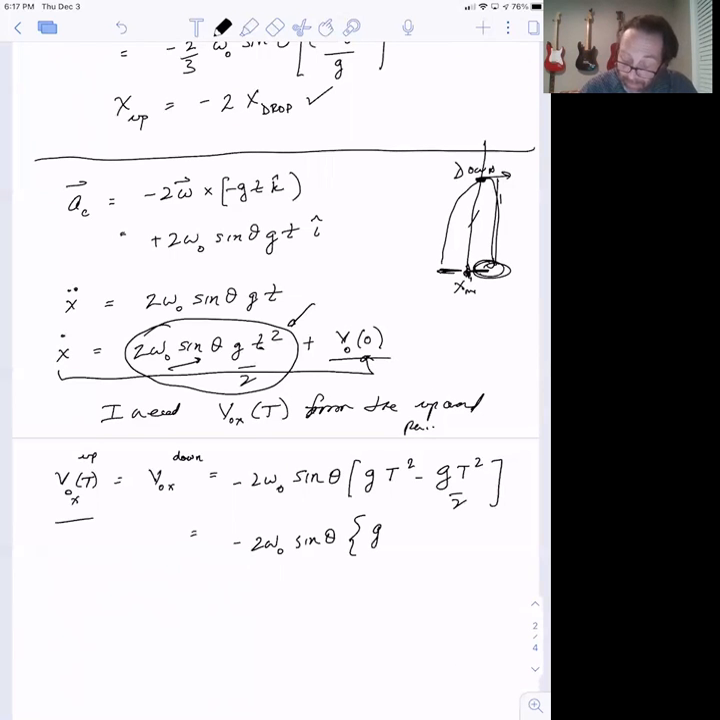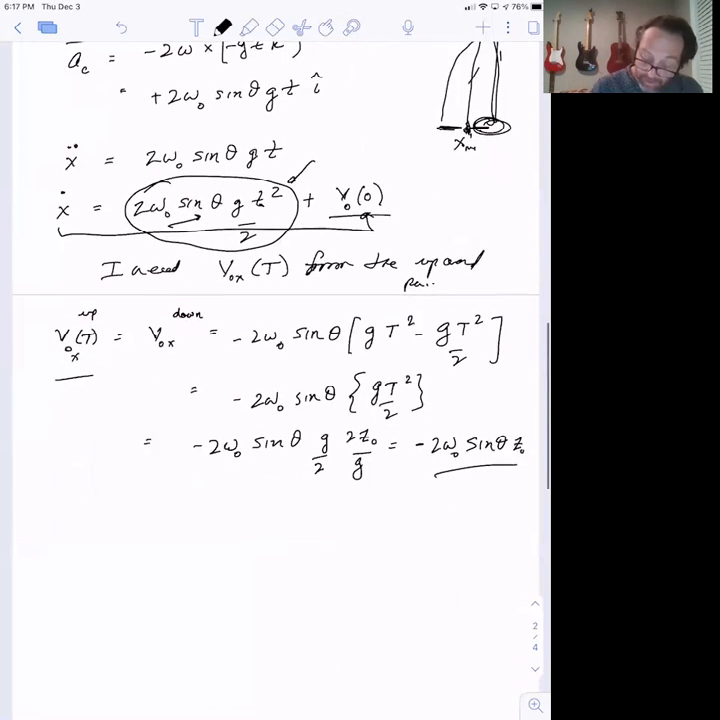And I already forgot what all this is. This is g, just t squared over 2. And this will come out to be minus 2 omega naught sine theta g over 2. Remember what t is. It's 2 z naught over g. So I'm left with, at the end, minus 2 omega naught sine theta times z naught. That's the term you've got to have.